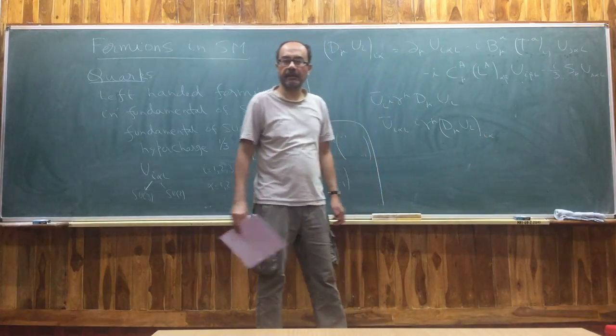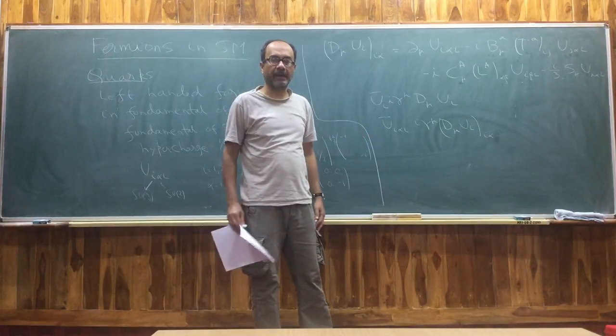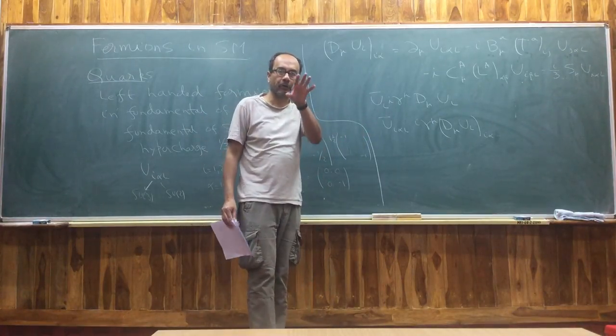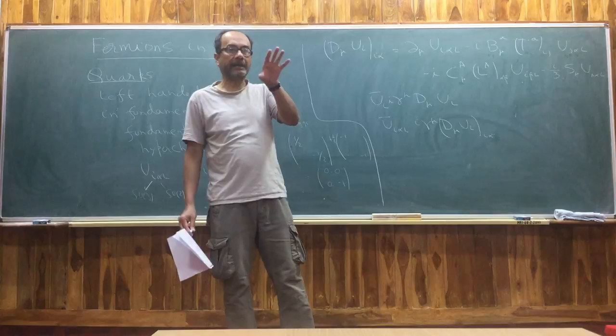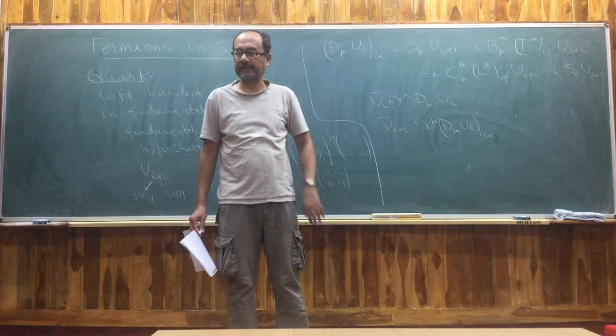Is this clear? Okay, so this is the way you should think when there are multiple gauge fields. For a particular gauge group, when you are looking at a generator, you pick the appropriate T, and for the others you just use identity, the Kronecker delta.